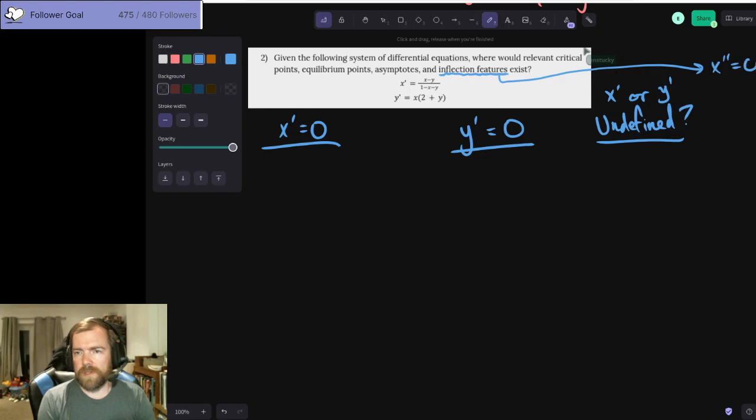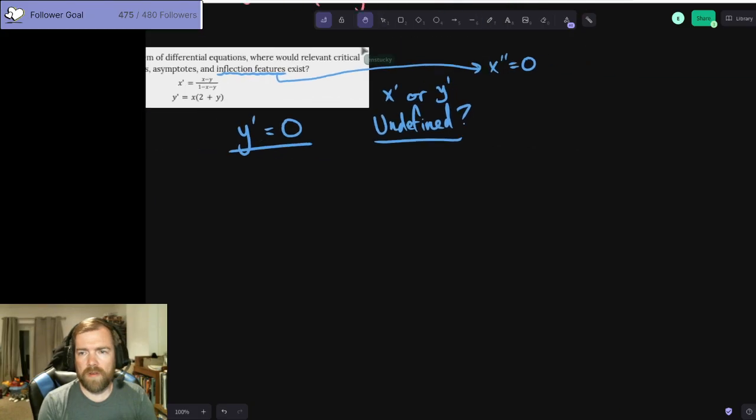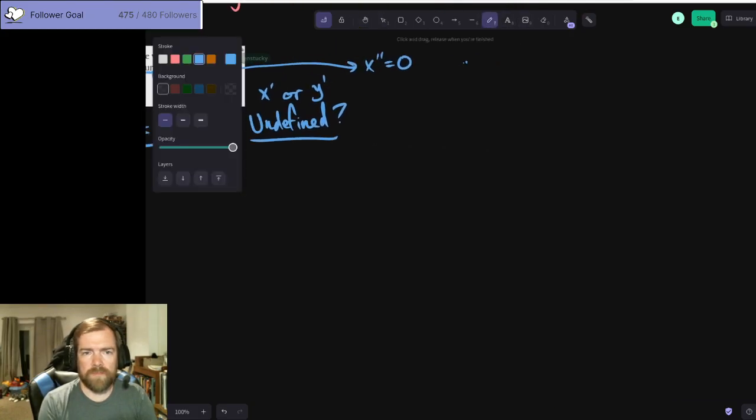X double prime equals 0. Y double prime equals 0, or x double prime or y double prime are undefined. Okay.